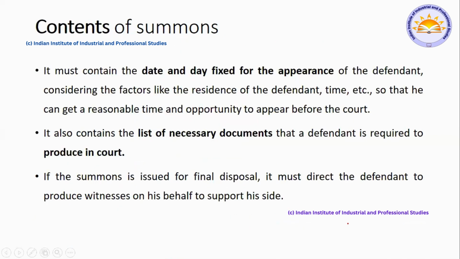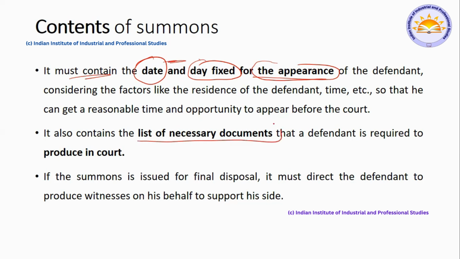Simple. Next, contents of summons. What are the contents? Date. It must contain the date and day on which the parties have to appear. The defendant, when he has to come before the court, has to be specified in the summons. Court has to mention that, and list the necessary documents that have to be produced before the court. The court has to say in the summons that these are the documents that you have to bring while coming to the court. So the summons will also include those particular details.